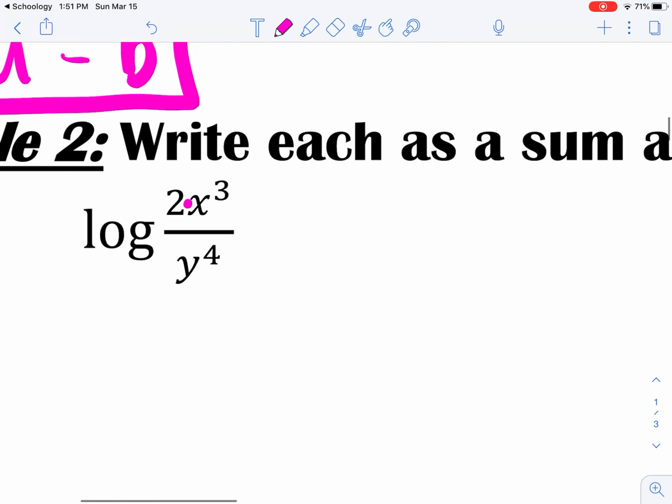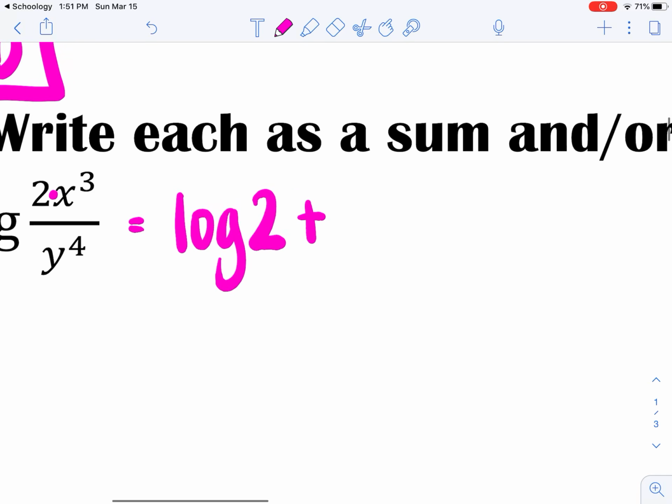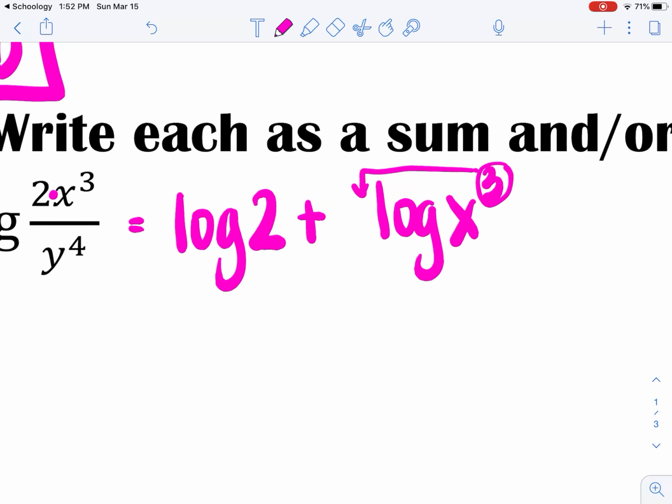So this first one right here, I'm going to start with the numerator. So I have common log of 2 plus common log of x cubed. So I broke the numerator into 2 logs. Now remember, it's separated by multiplication, which there's not a dot there to tell you that, but you got to know that. The next thing I realize is that I have an exponent right here, and I can take it and write it in front of that particular log.